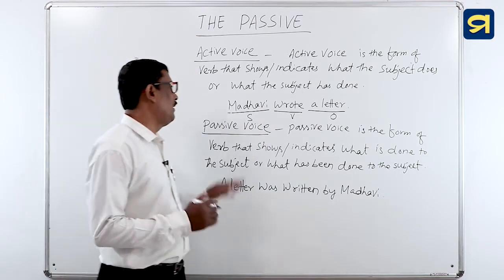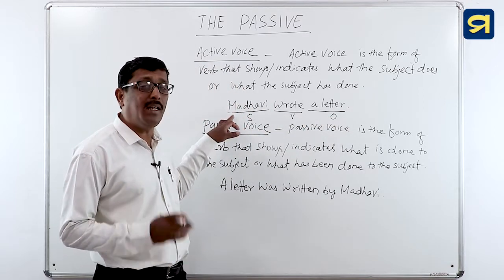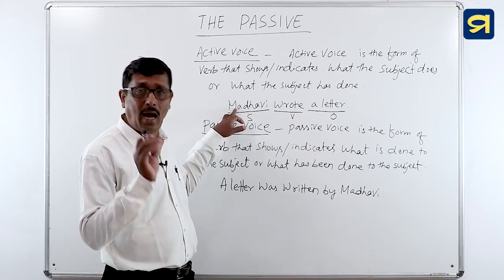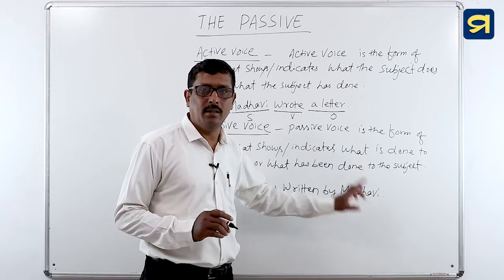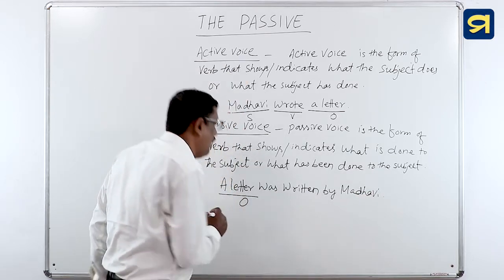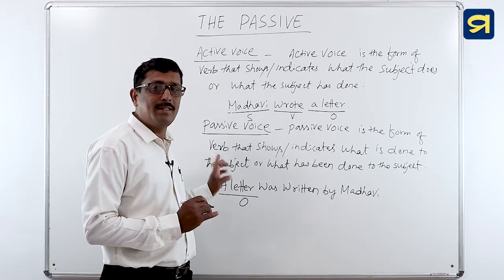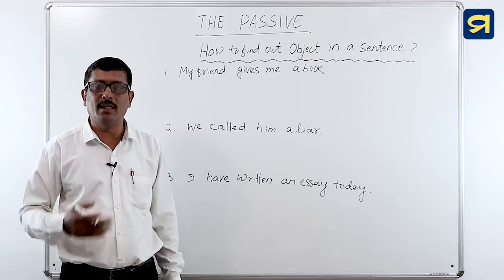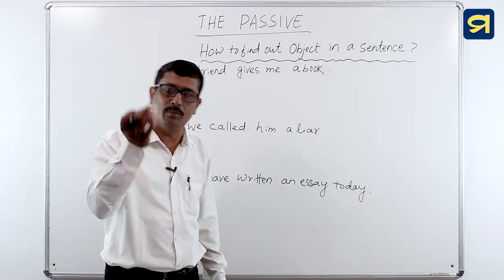Let us discuss the sentence. Madhavi wrote a letter. In this sentence, the subject Madhavi has importance, and that's why the sentence belongs to active voice. Whereas, A letter was written by Madhavi is in passive voice because the sentence begins with the object. In this sentence, the object has importance and that's why the sentence belongs to passive voice. When we change a sentence from active voice to passive voice, it begins with an object.